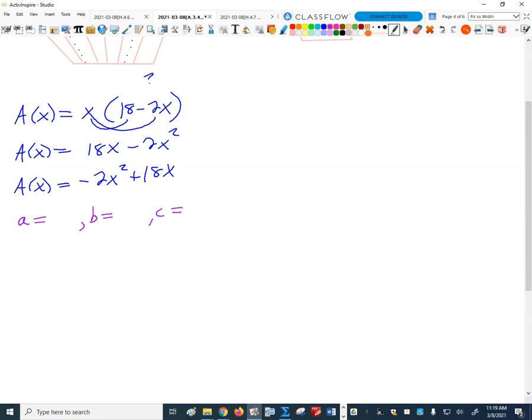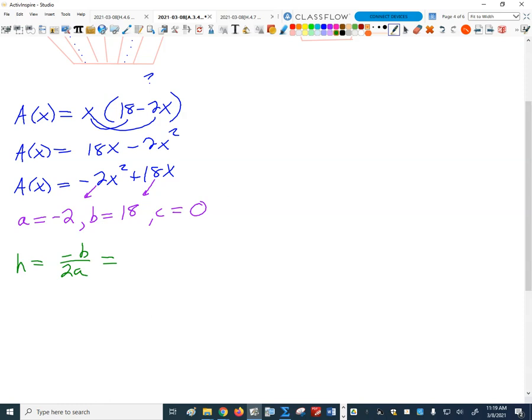Okay, good. Yeah, so we get -2 for a, that's the coefficient of x squared. We get 18 for b, that's the coefficient of x, and there is no constant, so c is equal to 0. Okay, so if I've got a, b, and c, I should be able to calculate the coordinates of the vertex pretty easily, right? We know the formula. h equals -b over 2a.